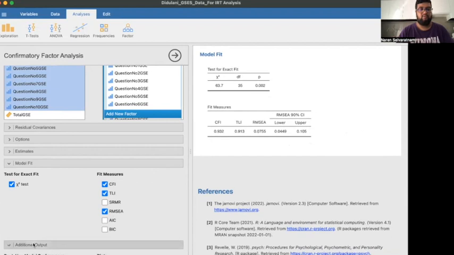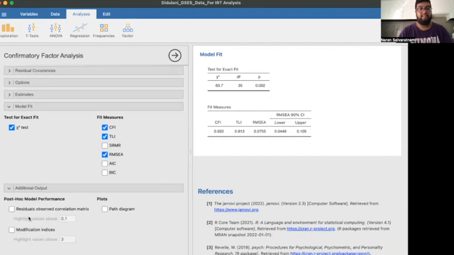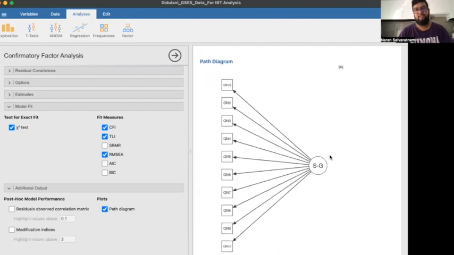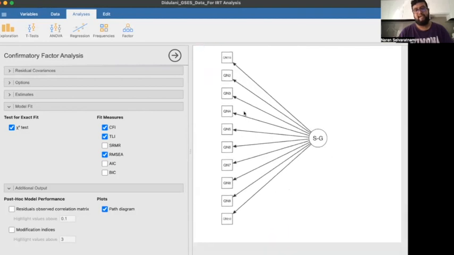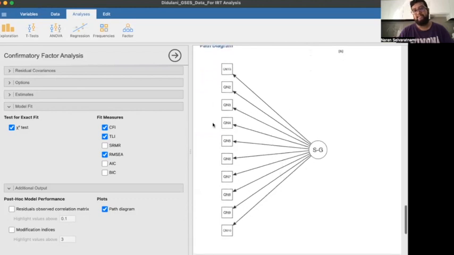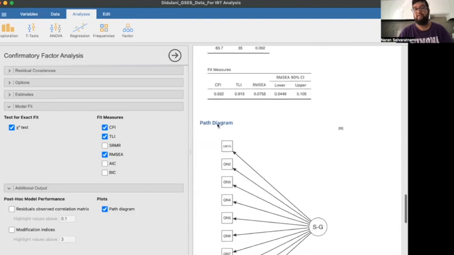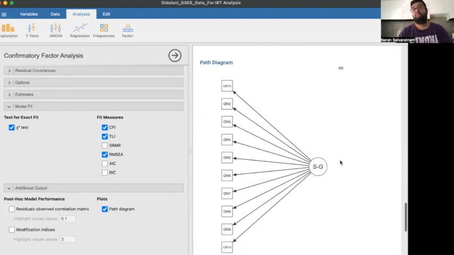And then you can go for additional output. And from here, you can actually obtain the path diagram as well. So this is the path diagram. We have 10 items. This is our latent variable, generalized self-efficacy. And all the 10 items measure general self-efficacy. And this model fits very well, which is what we interpreted using CFI, TLI, and RMSEA. So that's how you run a confirmatory factor analysis.